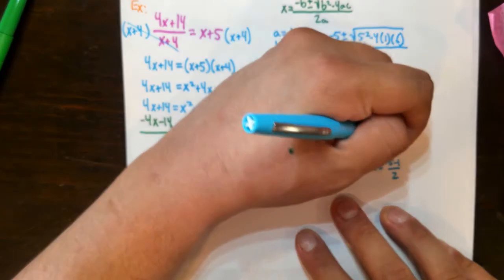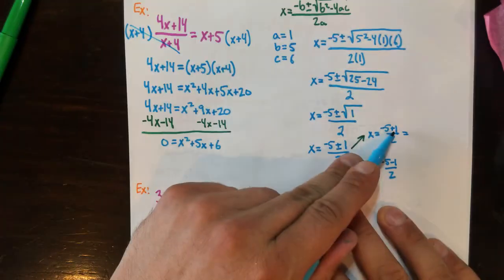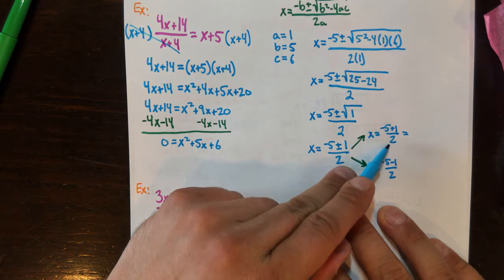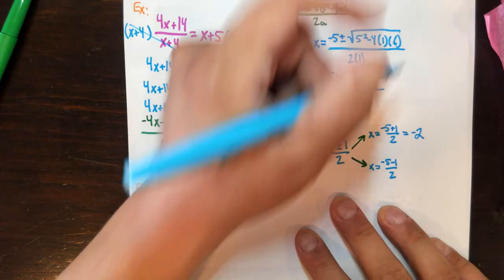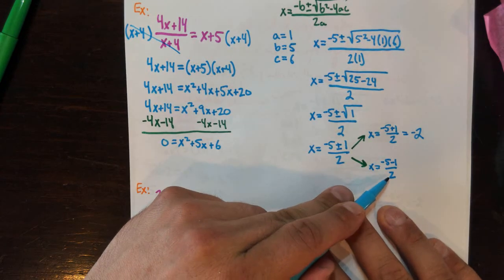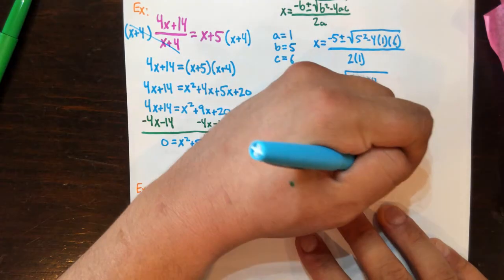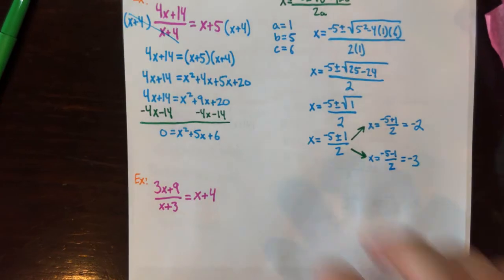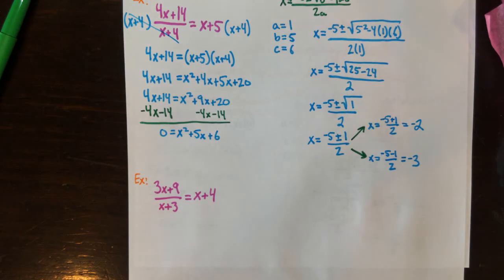Simplifying, negative 5 plus 1 is negative 4, negative 4 divided by 2 is negative 2. Negative 5 minus 1 is negative 6, negative 6 divided by 2 is negative 3. So now we have these two answers, so now let's check for extraneous solutions.